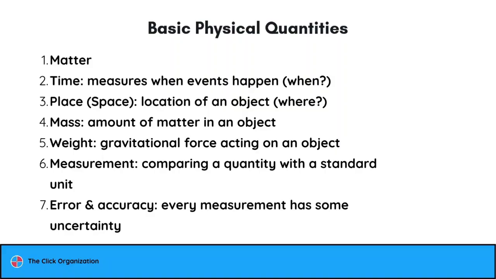Measurement means comparing a physical quantity with a standard unit. Also, a side note here, the measurement is the foundation of physics because without measurement, we cannot fully understand anything in science. And finally, we have error and accuracy. Every measurement has some error or uncertainty, but we try to make it as small as possible for accurate results. And we're done here.